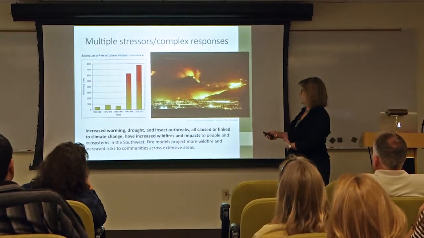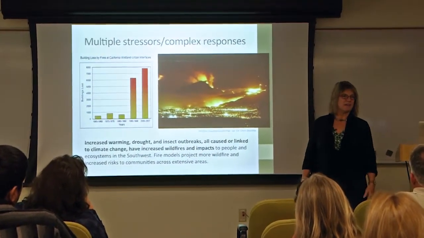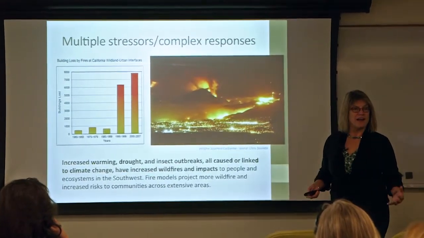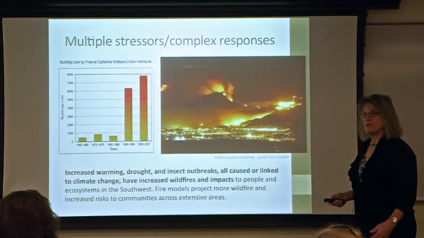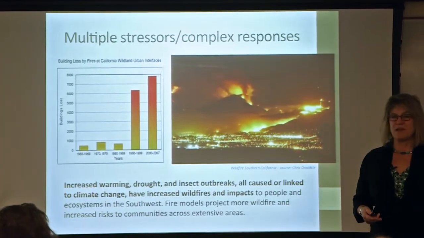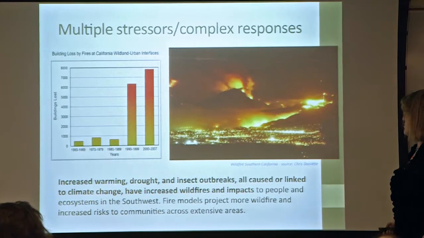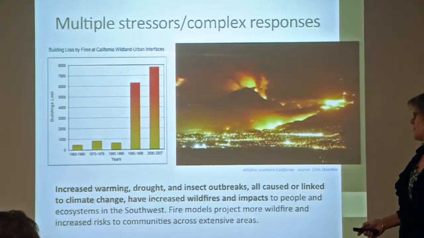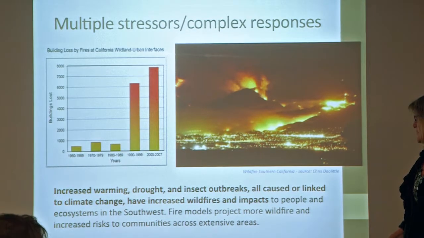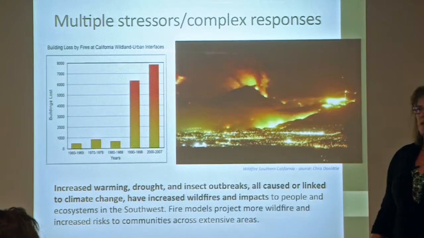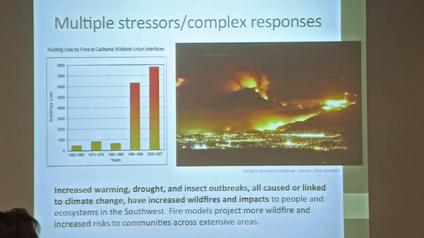Well, part of it has to do with where people are building their houses, frankly, and some of the policies of controlling fire and so forth. But under increased warming and drought and these insect outbreaks that potentially make trees more susceptible, all of these things can be linked in some way to climate change, maybe a couple steps. And so we're thinking about big potential impacts to people at the wildland-urban interface.